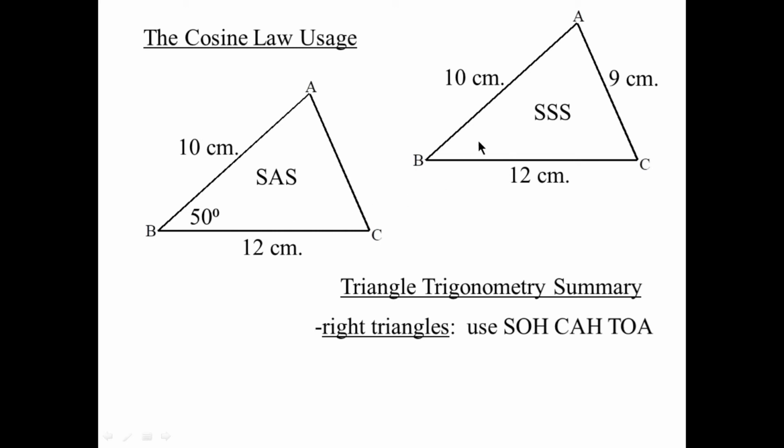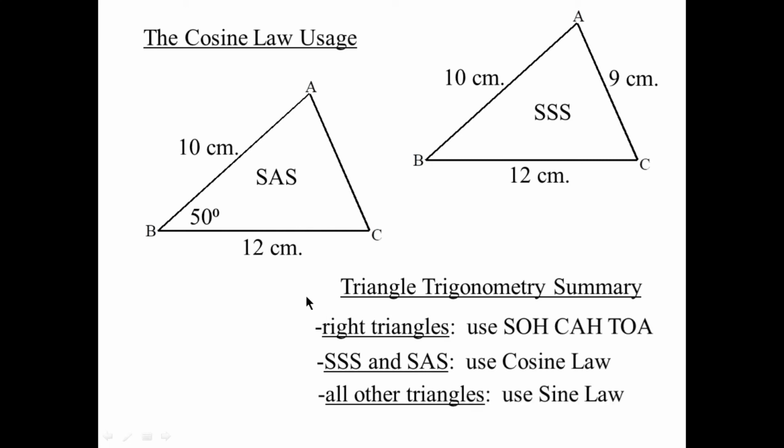Oh, sure, you can use these complicated laws, but why? It's not necessary. If you know SSS or SAS, or three sides and no angles, this is a cos law. The sine law will not work, by the way. And for everything else, when you know three things about a triangle, and it's not a right angle triangle, and it's not one of those two, then it must be a sine law usage. This is when you use which law?